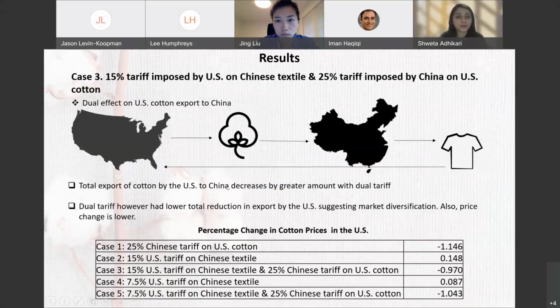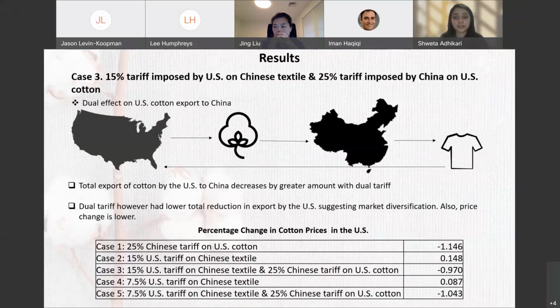So this one is case three, and I have tried to show the dual effect of the tariff. There is a 15% tariff imposed by the US on Chinese textile and 25% imposed by China on US cotton, and cotton is an important raw material for textile, so a dual effect on the US cotton export to China has been observed. However, the dual tariff had a lower total reduction in export than expected, since the US has looked for a lot of market diversification. If you observe the market these days, we can see a lot of clothes that are made in Bangladesh, Vietnam, and those countries.